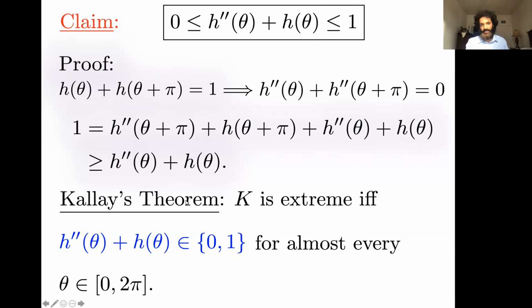All right, so Kallay's Theorem. He wrote a beautiful paper. It doesn't get a lot of citation, or hasn't gotten a lot of citation, but it's a beautiful little paper which proves definitively that K, a set of constant width, is extreme if and only if its radius of curvature belongs to {0, 1} for almost every theta. And that's if and only if. So basically the radius of curvature has to take on one of these extreme values, essentially for every theta.